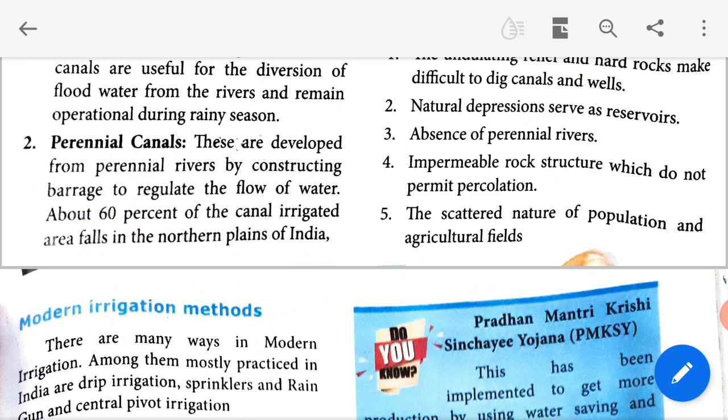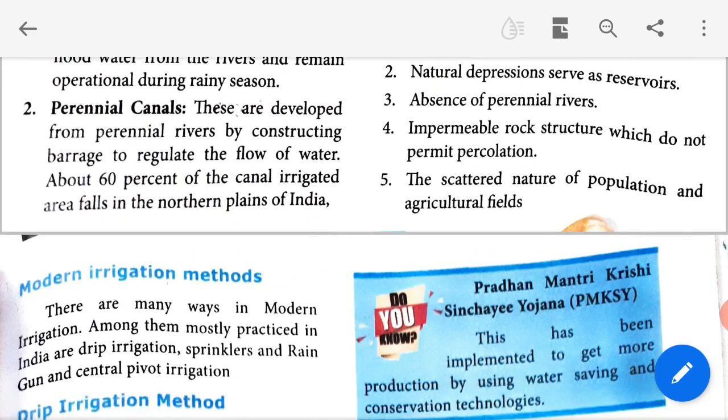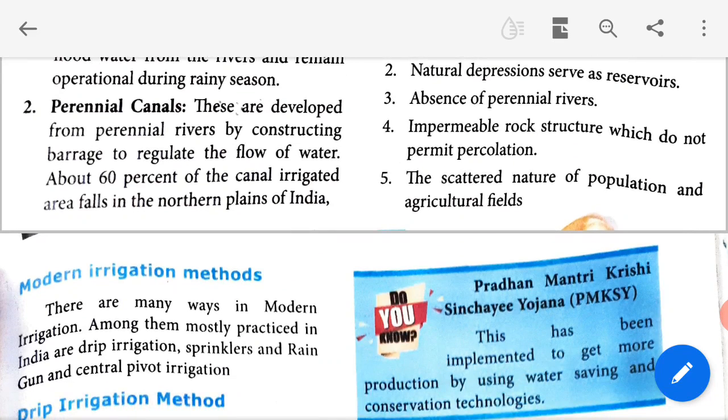Impermeable rock structure which does not permit percolation. So, percolation is like liquids traveling from one surface to the other. The rock structure will not allow the passage of water or liquids. At those places we use tank irrigation.